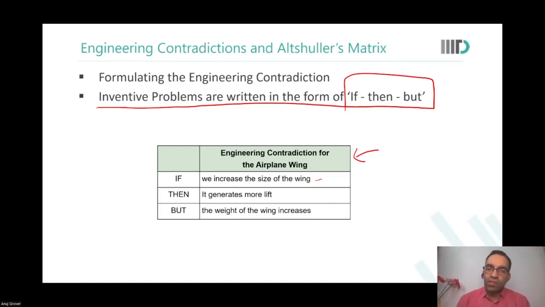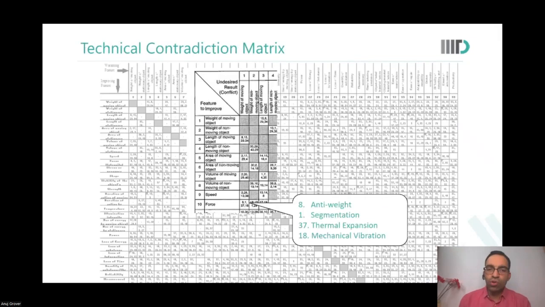Once you have it like this, then you actually generalize. What is generating more lift? More force, let us say. And weight is generic enough. So you go to the next sheet and you say, I want to generate more force, where the weight of the moving object should not change. And you see there are these 4 inventive principles mentioned in that column. The principles are anti-weight, segmentation, thermal expansion, and mechanical vibration.